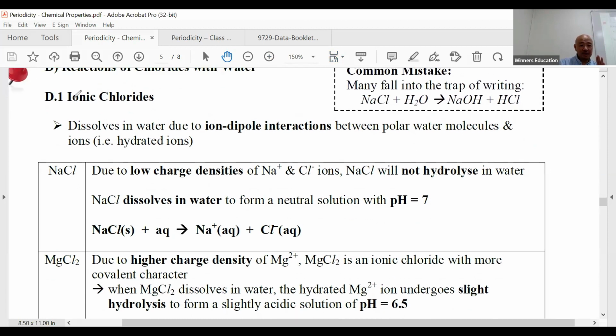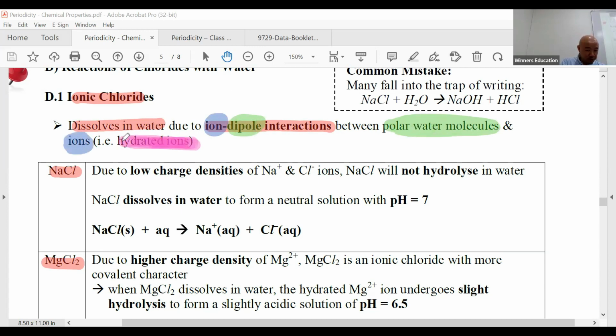Now, ionic chloride, once again, they will always do what? They will always dissolve in water through ion-dipole interactions. Where are we? We are in bonding, we're in energetics. Basic fundamentals. Why the ion-dipole interaction? Simply because the dipole comes from the water, which is polar, and the ions come from your ions. And eventually they form your hydrated ions.